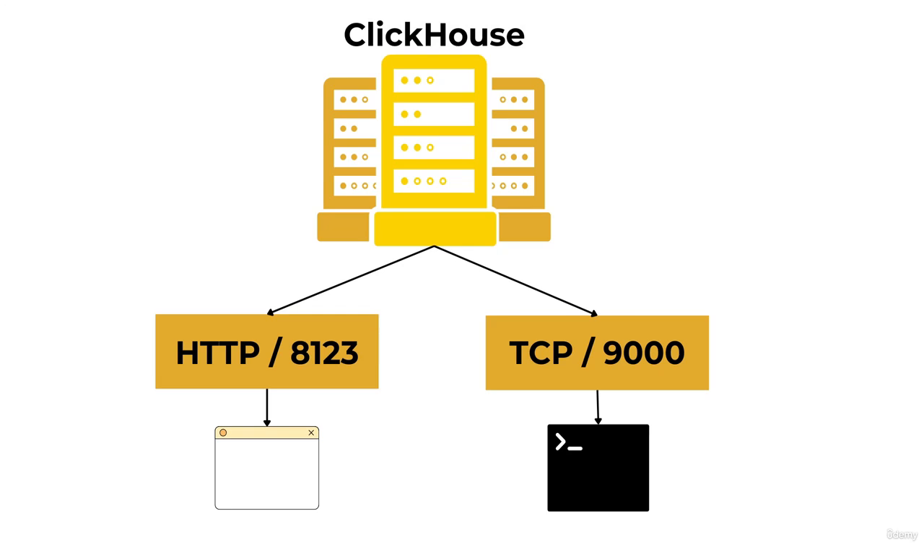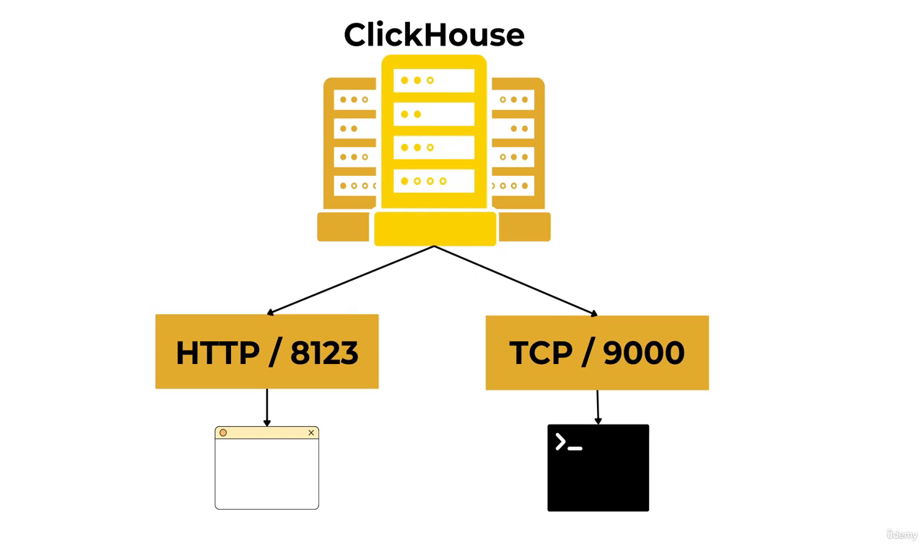Welcome back. We had already seen how to install ClickHouse using various options that are available. In this section, we will see different options to connect to the ClickHouse database. To begin with, ClickHouse has two different interfaces. The first one is the HTTP interface and the second one is the TCP interface.